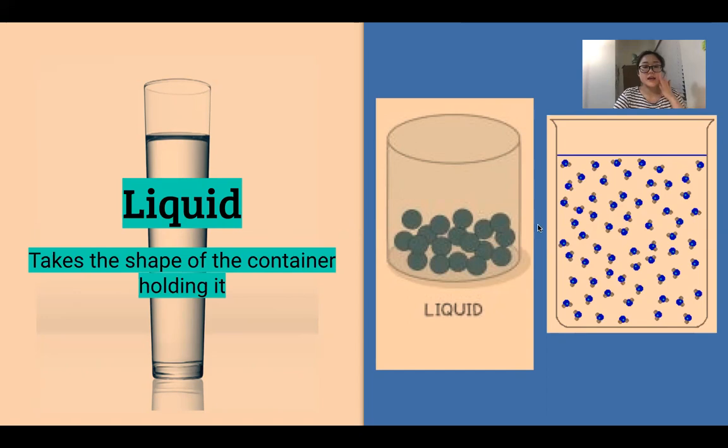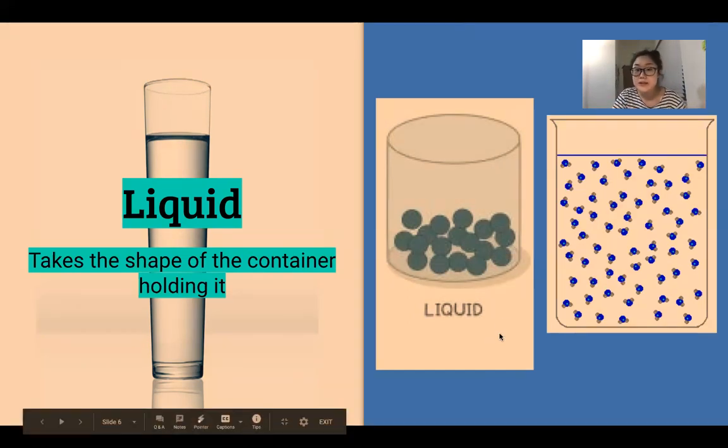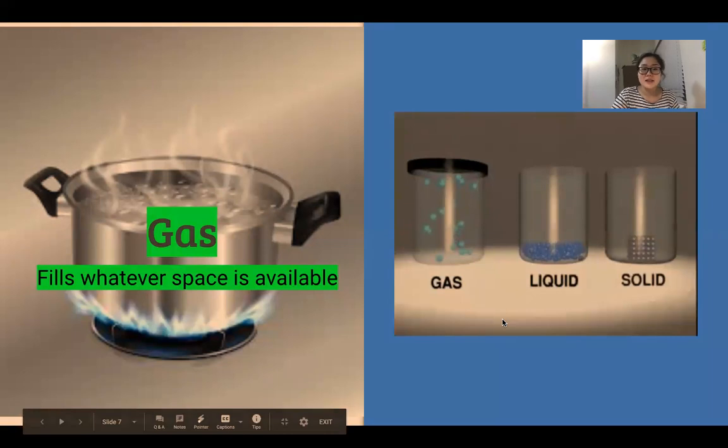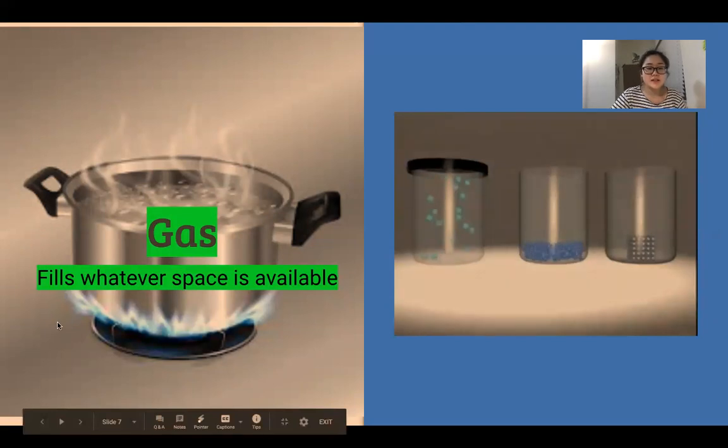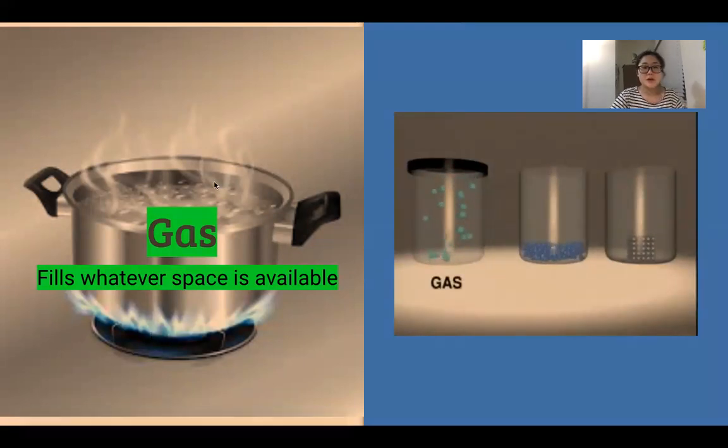But let's say if I were to take a liquid and I were to boil it, I would get a gas. Gas fills whatever space is available. So in this diagram right here, there's gas coming from the gas stove, but also gas is being released from the boiling water. So when water reaches a boiling point of 212 degrees Fahrenheit, it gains enough energy to break free and become a gas, which is why we see steam when we boil water.